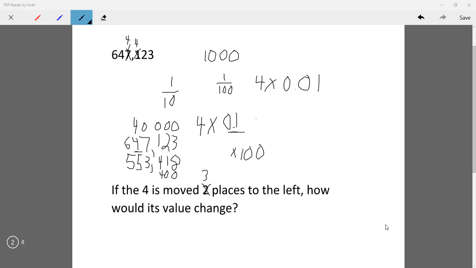So hopefully this clarified place value and how digits move, and how their values change when they move from left to right.